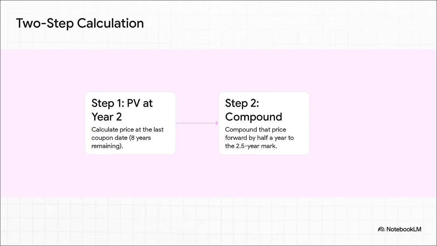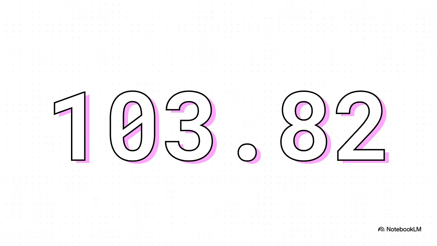We calculate the price on the last clean coupon date, which was at the 2-year mark. Then, once we have that number, we just push it forward in time by half a year, adding on the interest that's been earned since then. Okay, step 1. We run our present value calculation as if it's exactly 2 years in, so that's 8 years left, with a 3.2% yield. That gives us a price of 103.82. You can think of this as our anchor point, our starting base.